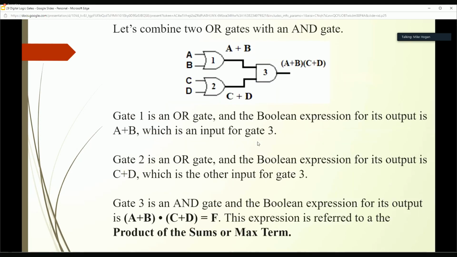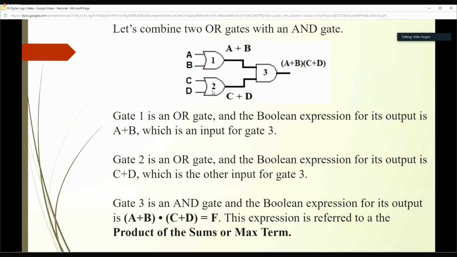We looked at how we can combine these gates together. We can start taking OR gates and AND gates and combine them in this connection of gates to start making larger expressions. And so here we have 2 OR gates that are ANDed together by an AND gate. So A or B and C or D.